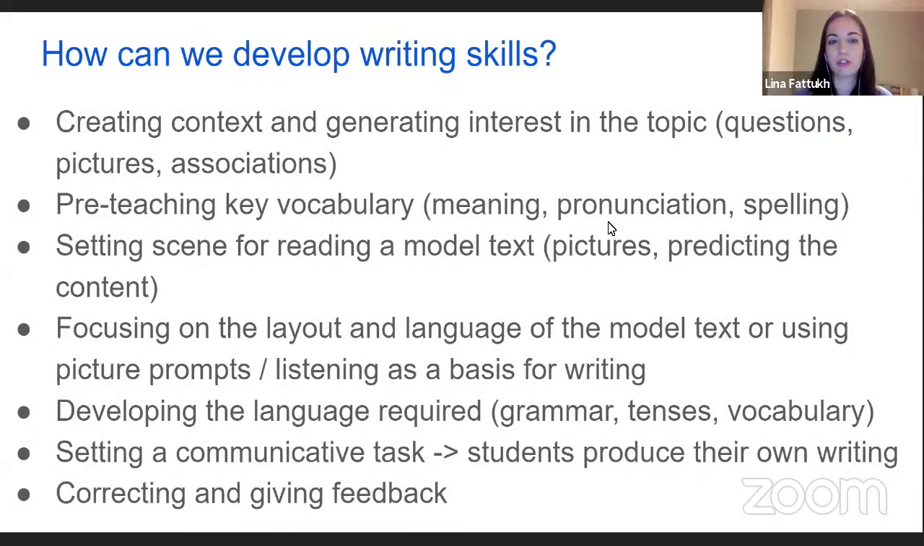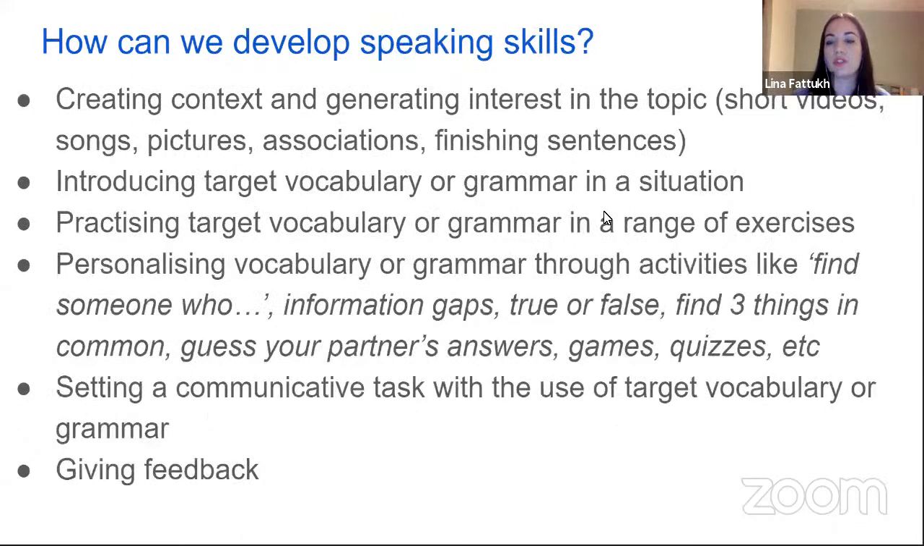Yeah, sure. Okay, so let us move on now to speaking skills. As I've already mentioned, speaking is a part of every lesson. It doesn't matter if it's listening or reading, we will always speak in every lesson, or if it's grammar or vocabulary, there will always be speaking. And we introduce the vocabulary or grammar points that we want the students to produce at the end of the lesson in a situation.